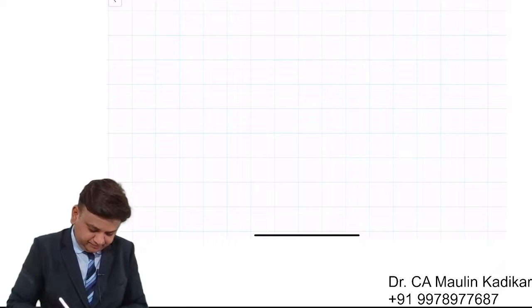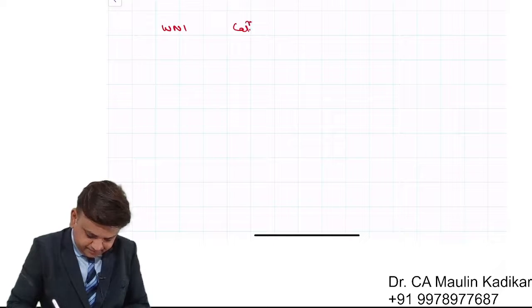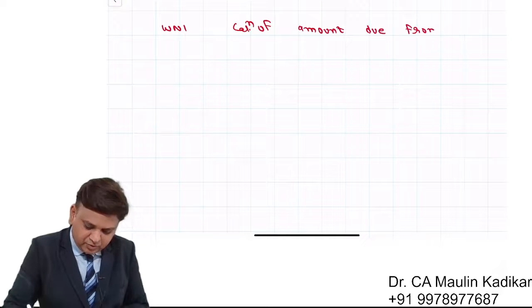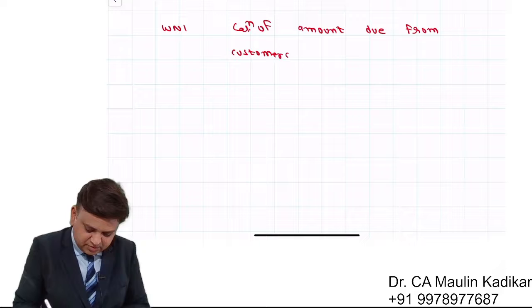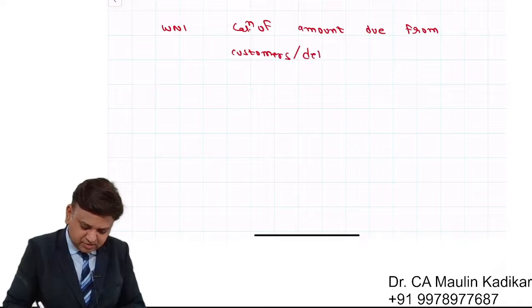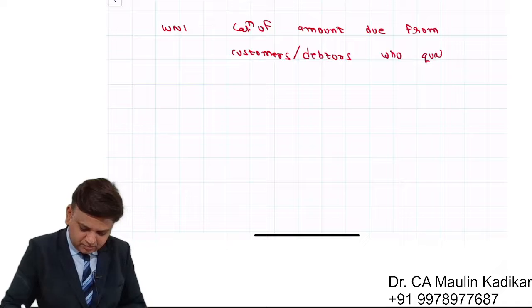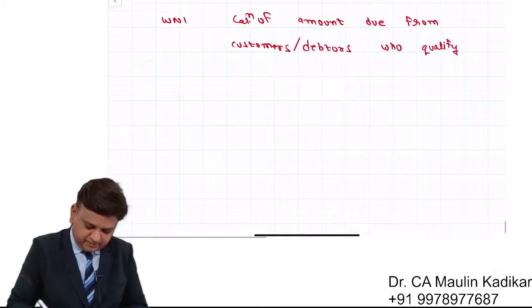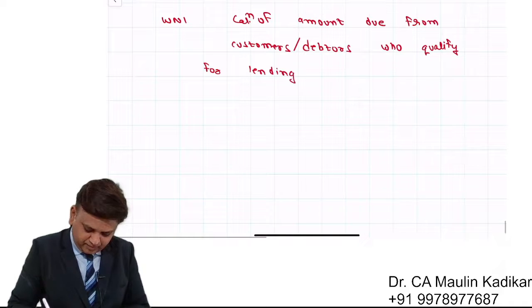Please write down the answer. Working note number 1, calculation of amount due from customers/debtors who qualify for lending.